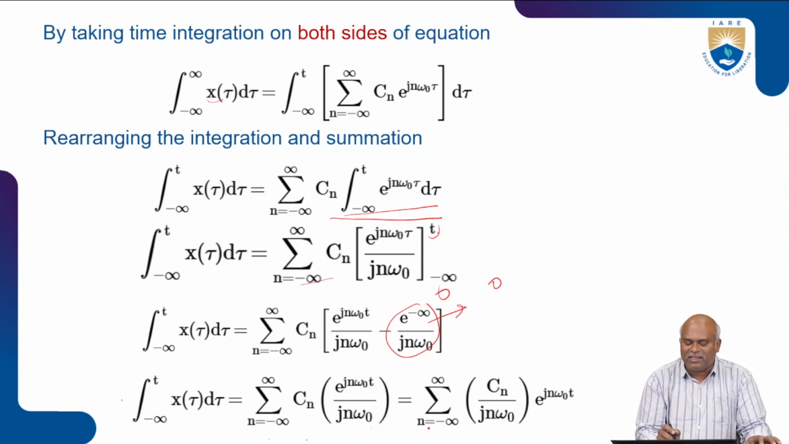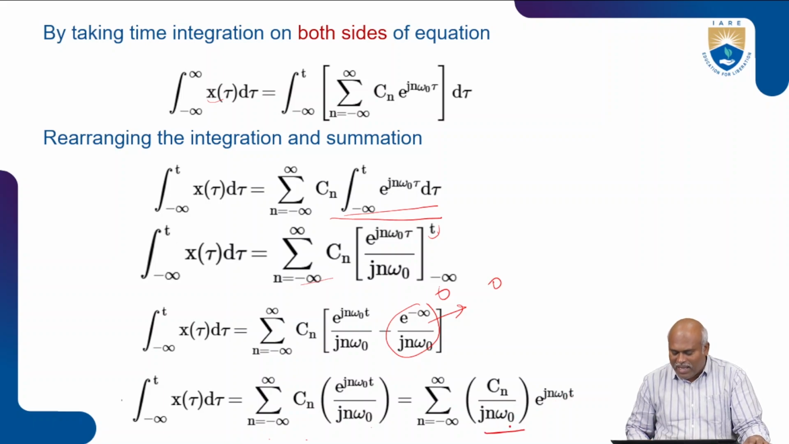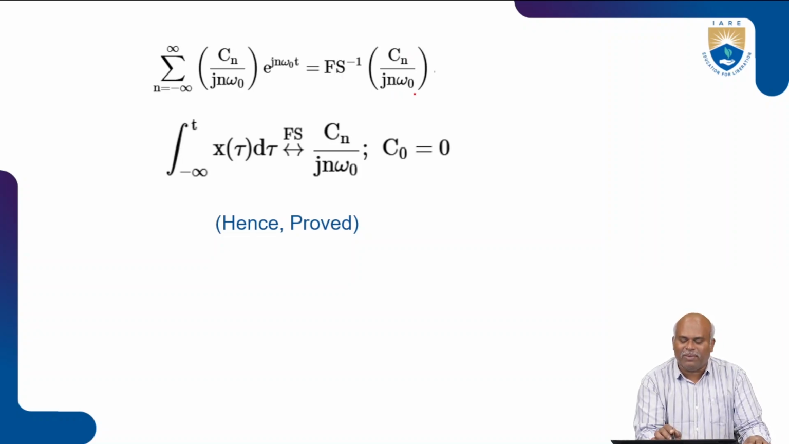So finally I write the integration case as the summation of n equal to minus infinity to plus infinity, C of n divided by j n omega 0, e power j n omega 0 t. So this term I should write as the summation of n equal to minus infinity to plus infinity, C of n divided by j n omega 0 e power j n omega 0 t, which is equal to the Fourier inverse transform of C of n divided by j n omega 0.